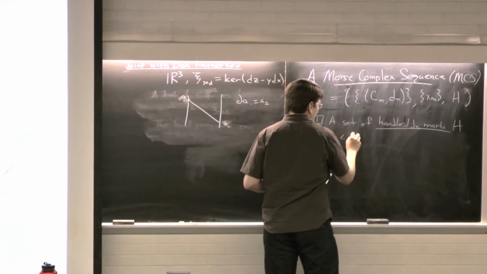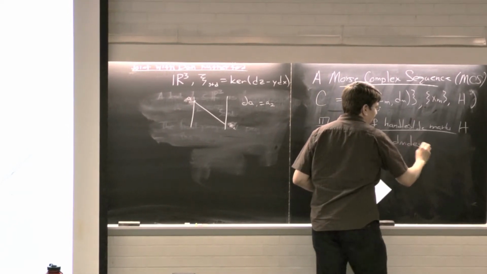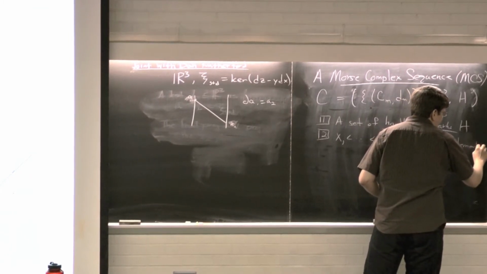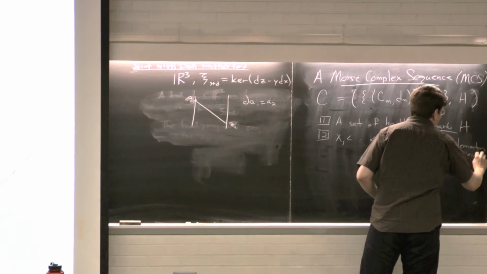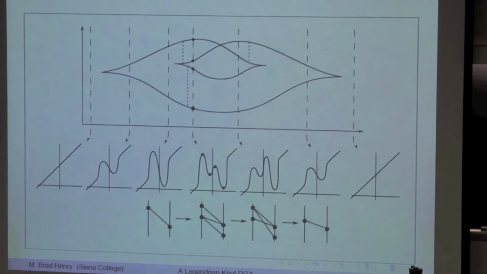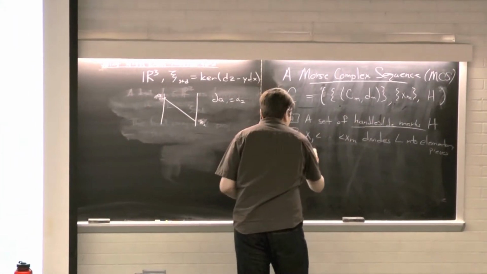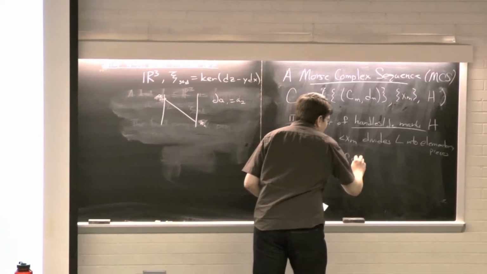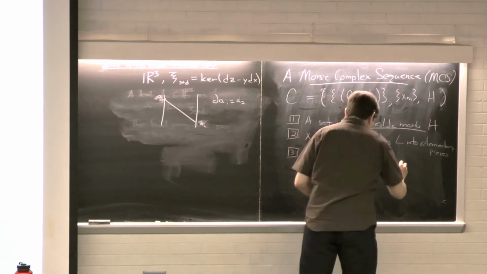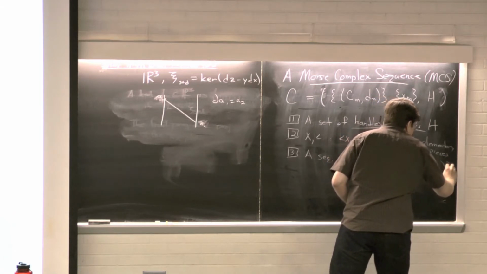So x1 through xm divides L into elementary pieces. Well, what I mean is that between any two of these vertical lines, I see a single cusp, a single crossing, or a single handle slide. Okay. And then three, we have a sequence of chain complexes. There's one attached to each of these x values.